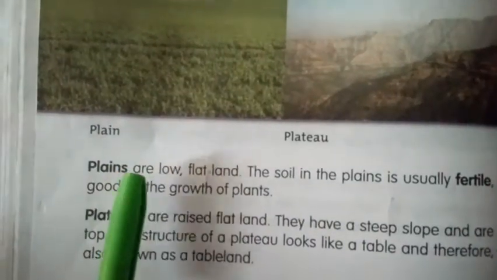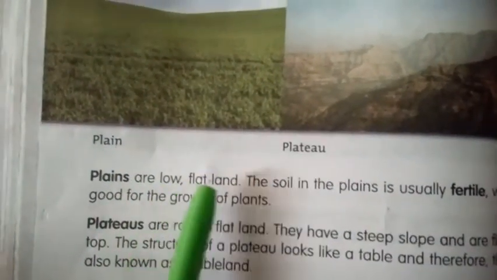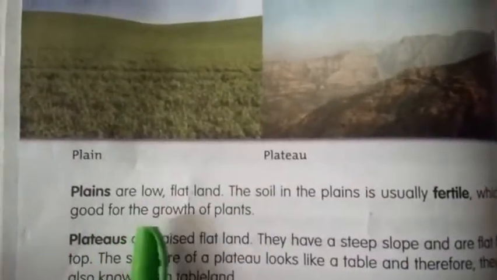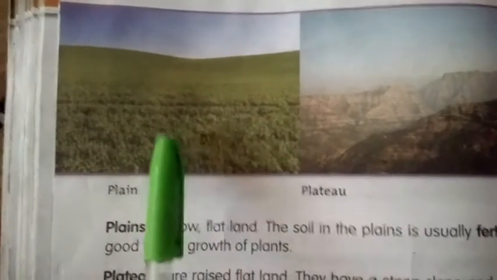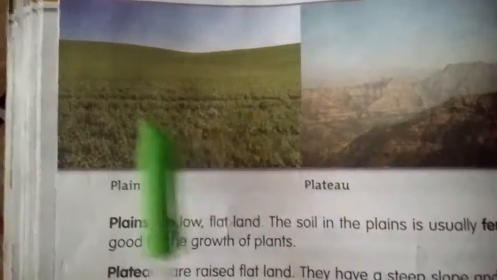Turn the page, children. Plains. Plains are low flat land. The soil in the plains is usually fertile, which is good for the growth of crops. See children, this is a plain. You can see they grow crops there. This fertile land is used to grow crops very nicely.